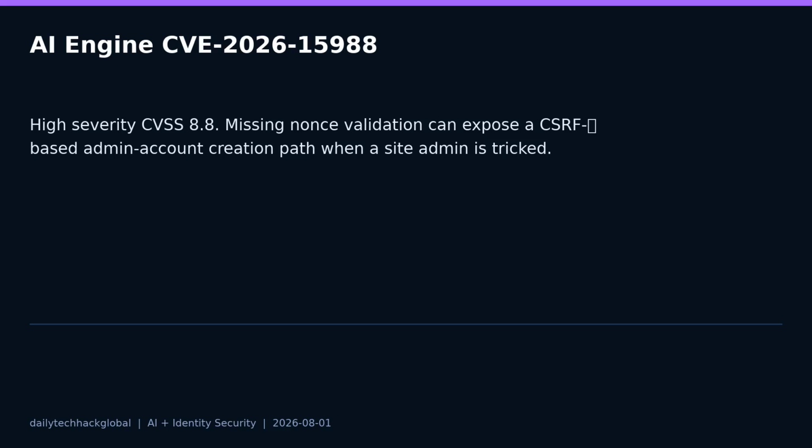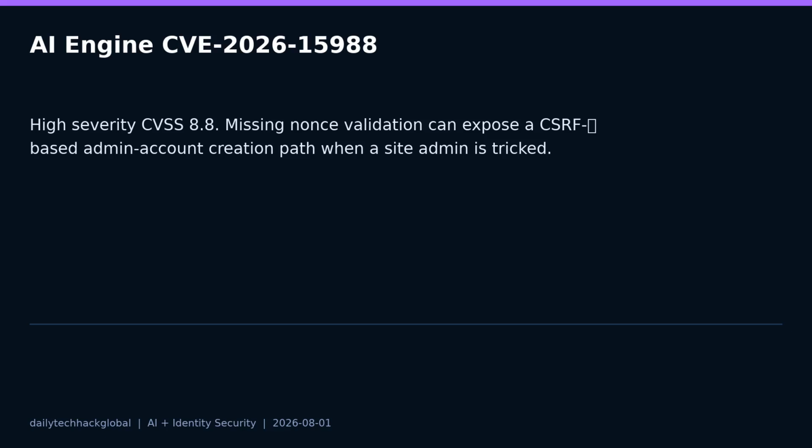In defensive terms, an unauthenticated attacker who can trick a site administrator into taking an action may reach a CSRF-based authentication bypass path and create a new administrator account with attacker-supplied credentials. If your WordPress site uses AI Engine, treat this as urgent. Update beyond 3.6.5, review administrator accounts created recently, and confirm logs around REST authentication events.